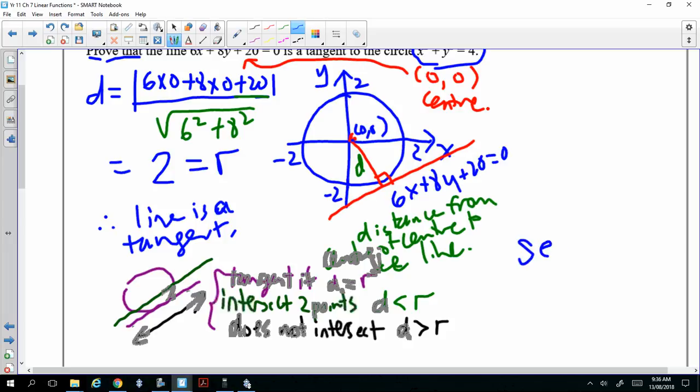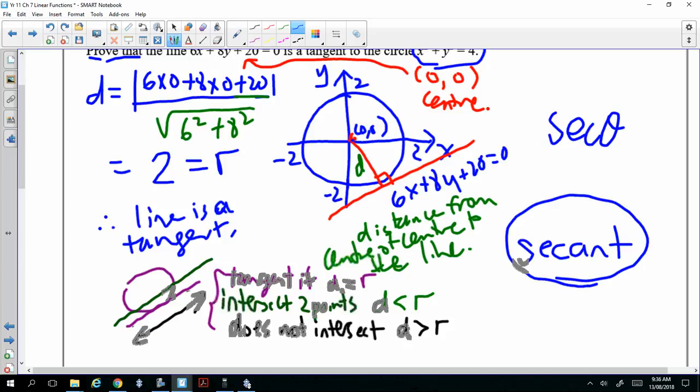Secant. Actually, we actually learned that. Remember sec theta? That's secant. Secant theta comes from the word secant. And remember tan theta? That's the tangent. Right.